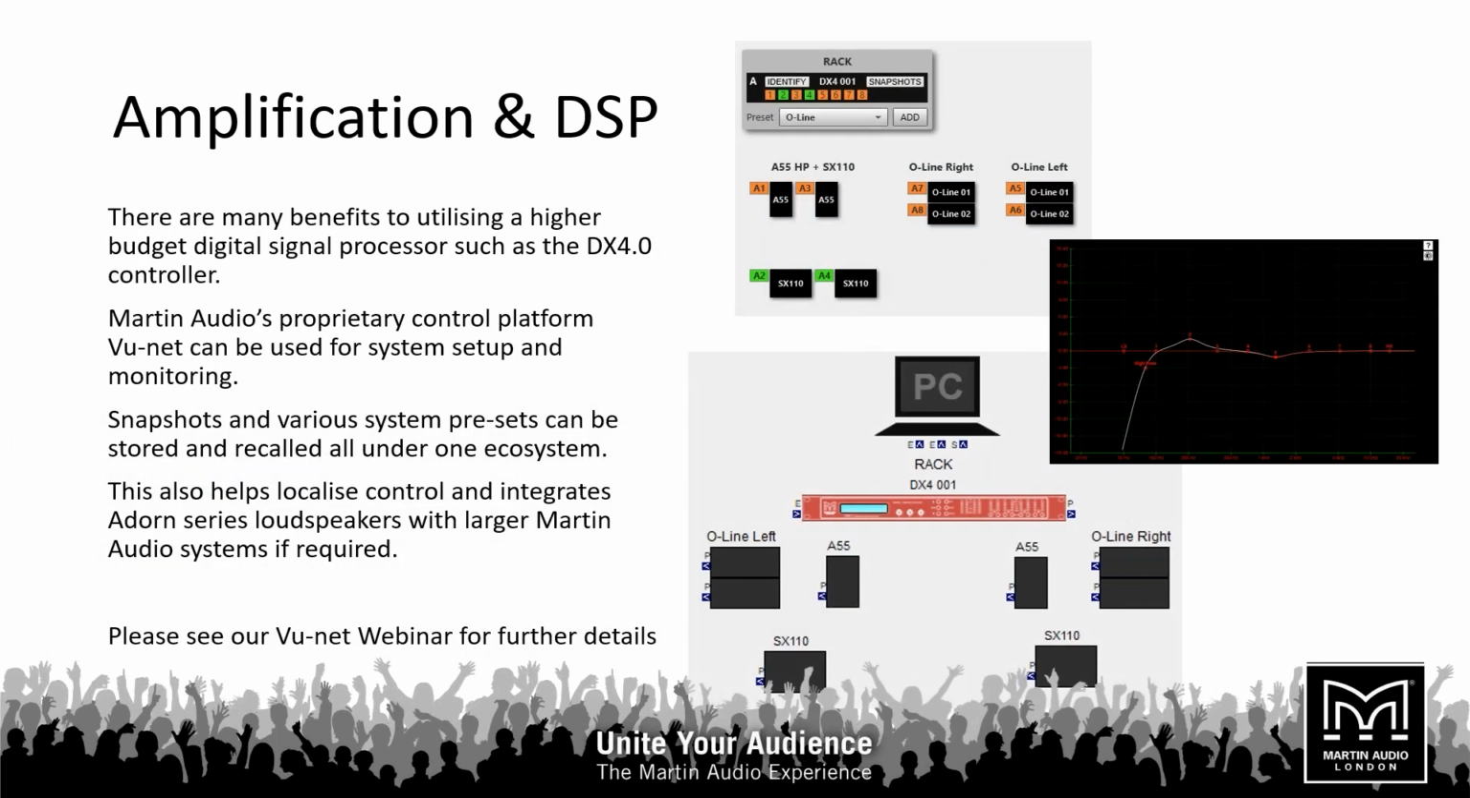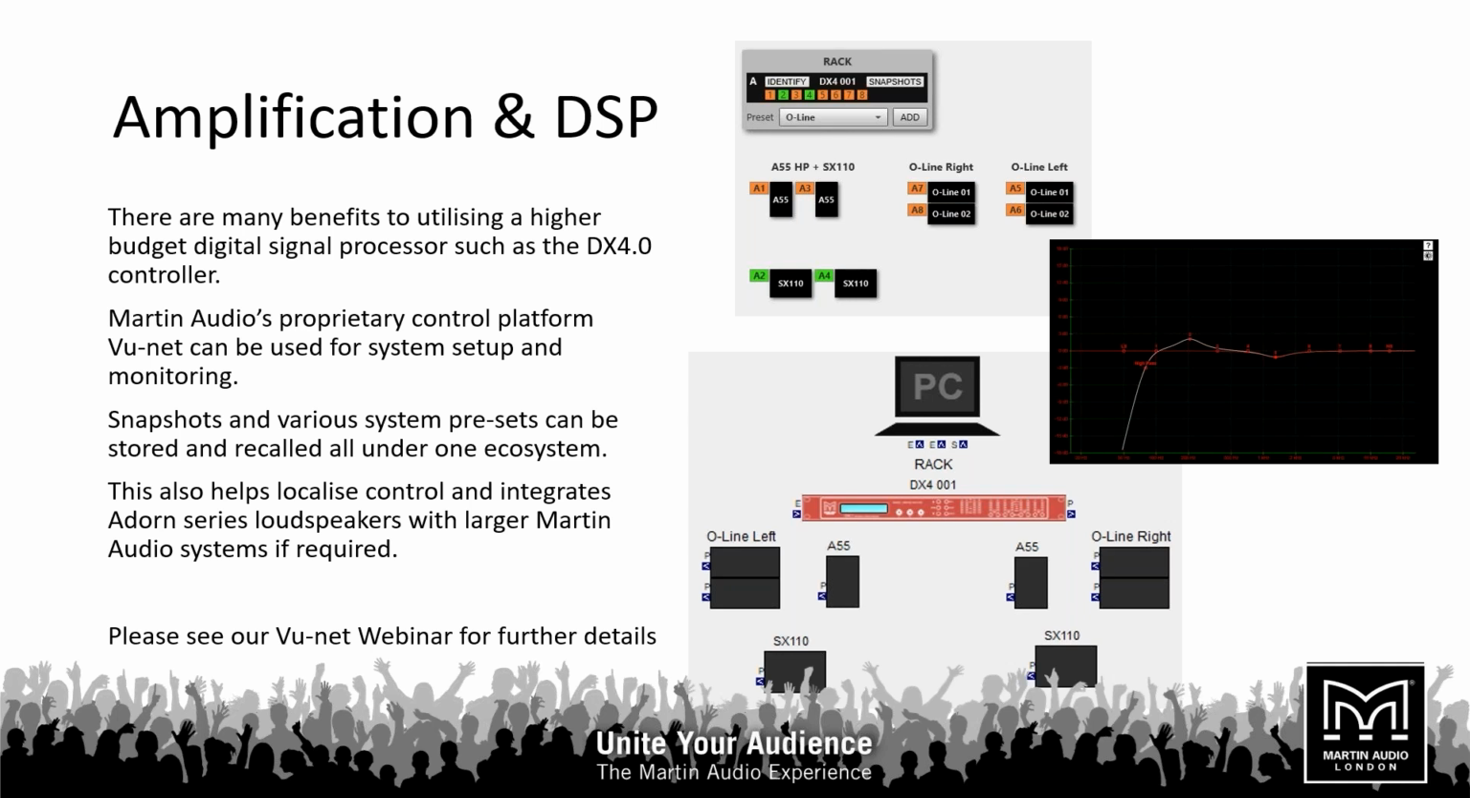The benefits of using a DX4, as I said, is that it sits on the network with all of our other Vuenet enabled products. This would sit equally with an MLA system or with other CDD Live products. You'll be able to control it all from one laptop, from one location. Now, of course, we can recall and store snapshots using this software. We can upload presets. Just generally have a much more coherent approach to our system control for tours and for festivals.